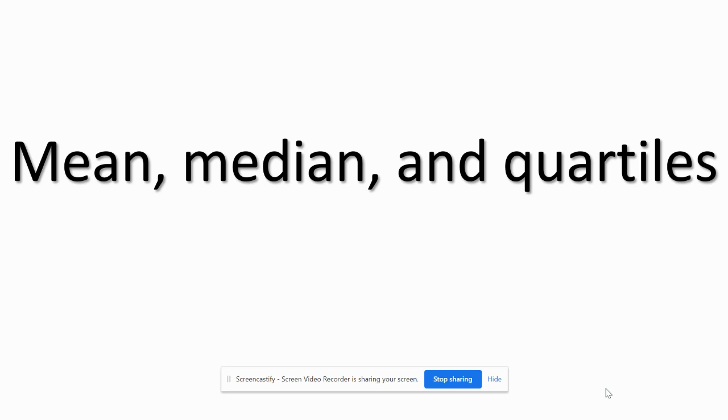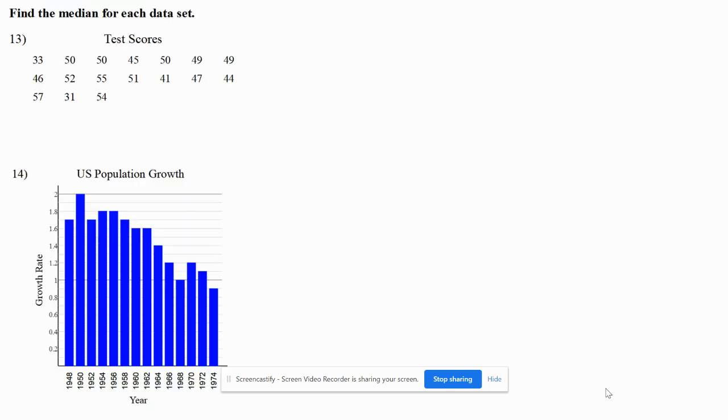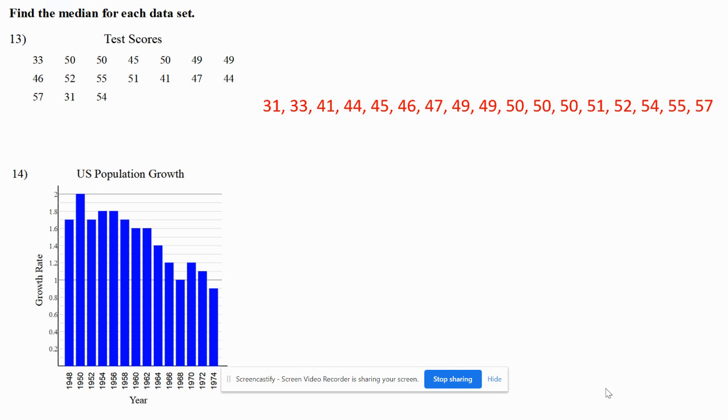We're going to review mean, median, and quartiles. Let me start with the median. Find the median for each data set. So what I need to do, first of all, write my numbers in order from small to large. So I have all my numbers in order from small to large.